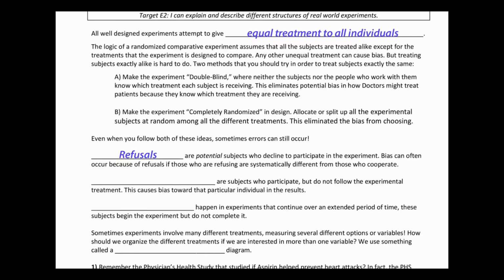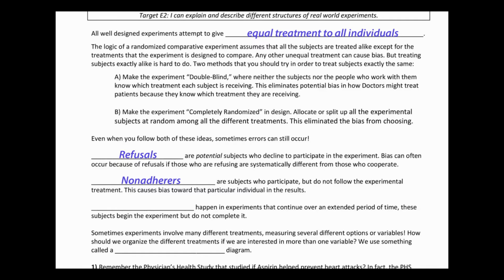Maybe it works just fine, but maybe there are potential side effects or things like that that you just aren't observing because those people never enroll. They refuse. The next one is people who don't follow the rules. They're called non-adherers. So they are participating, but they aren't following the prescribed treatment.